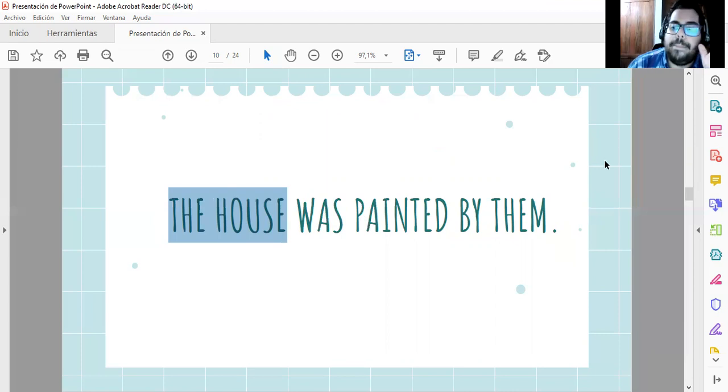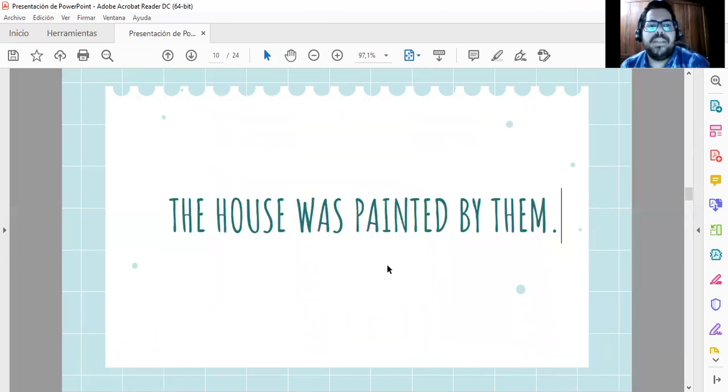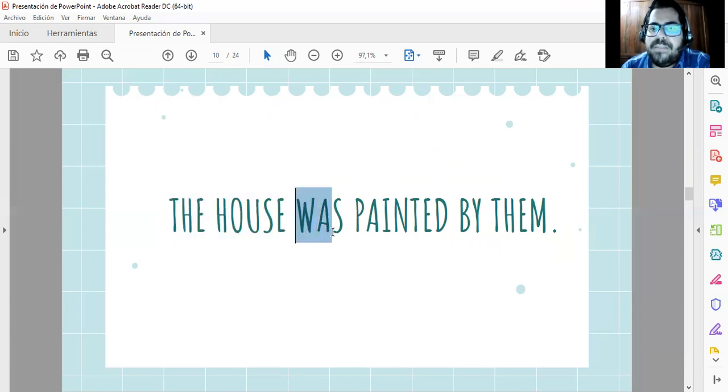Okay, so let's continue over here, guys. Now, the structure. What could you observe from here? Well, teacher, there are some strange details over here because we have a verb to be, but we also have a verb in past tense. So this is a little bit strange. Let's take a look at the structure.